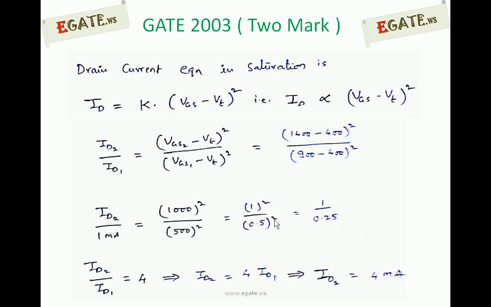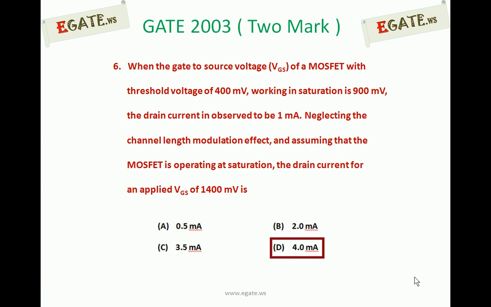So now we are turning towards volts: 1 square divided by 0.5 square. So 1 by 0.25, which is nothing but 4. So ID2 is equal to 4 times ID1, so 4 into 1 is 4 milliamperes. So when the VGS is changed to 1400 millivolts, the drain current will be equal to 4 milliamperes. The correct answer for the question given is D, 4 milliamperes. Thank you.